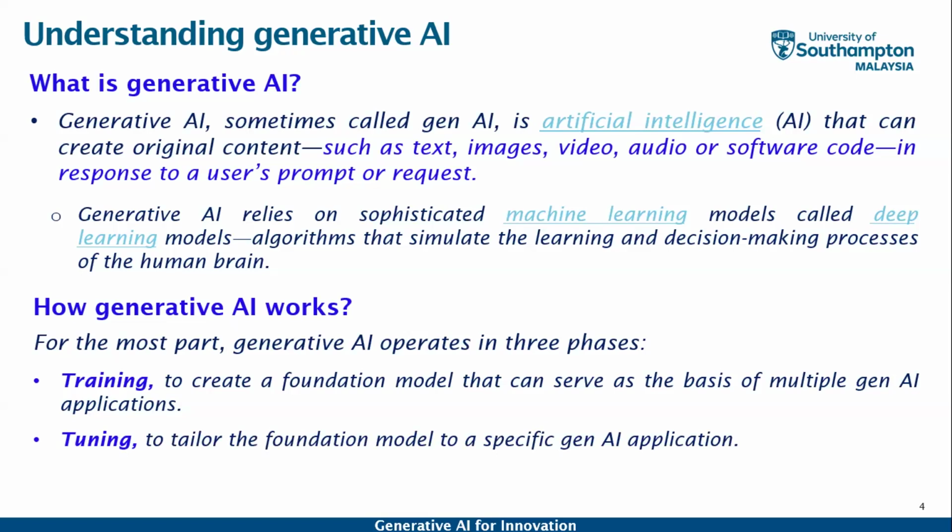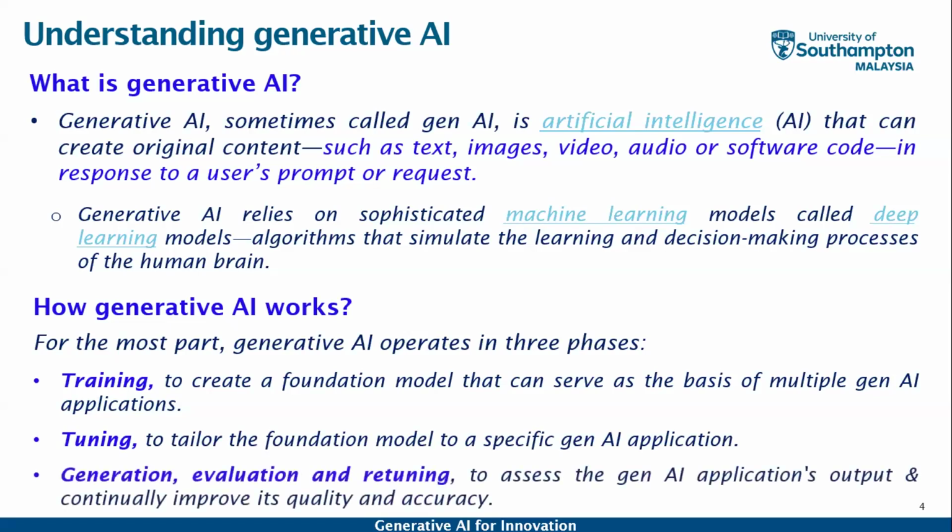That means it has to be fine-tuned with respect to the model, the model you are using, how you are utilizing it, how you are going to work further, and how you are going to retune it based on the predictions. Like that, it can be worked. The next one we can call generation, evaluation, and retune, to assess the generative AI application's output and continuously improve its quality and accuracy.